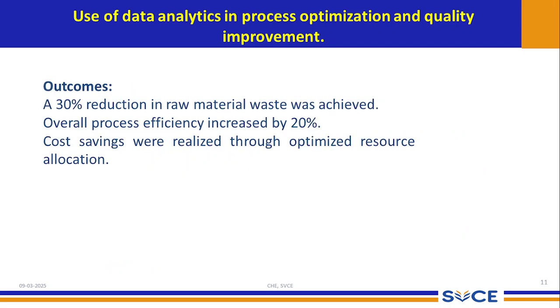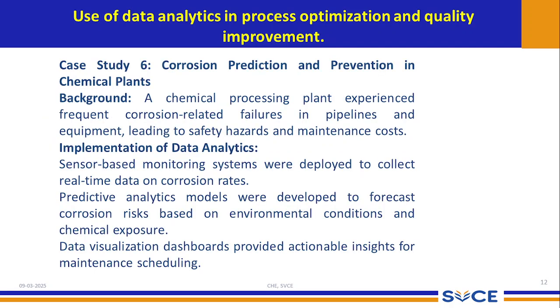Because of this, a 30% reduction in raw material waste was achieved, and overall process efficiency increased by 20%. The cost savings were realized through optimized resource allocation. Coming to case study 6, corrosion prediction and prevention in a chemical plant, a very important point.